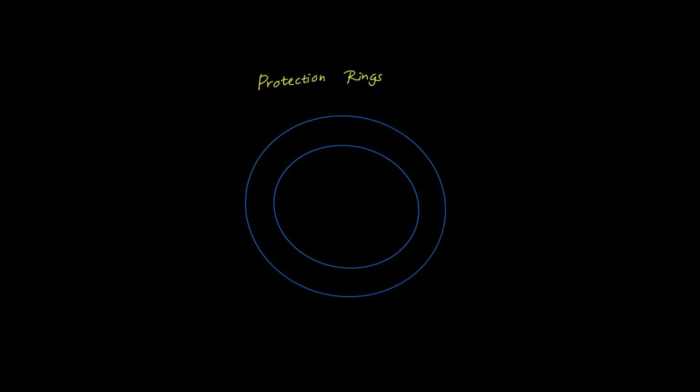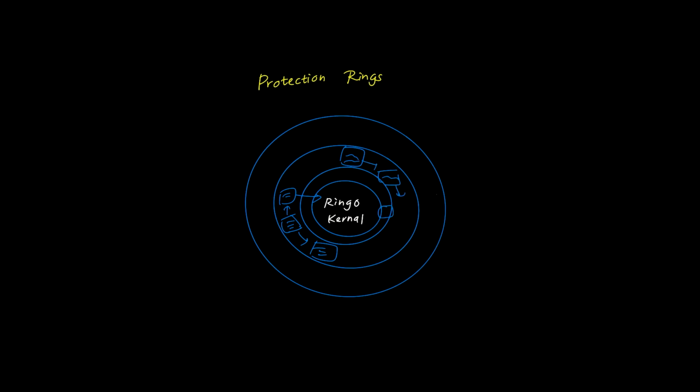Picture concentric circles like a bullseye target. Ring 0 at the center is the kernel with full hardware access. Ring 3 at the edge is where user applications run with minimal privileges. Customer workloads run in Ring 3, completely isolated from each other and the kernel. If a customer's application tries to access another customer's memory or execute privileged instructions, the CPU itself blocks it. This hardware-enforced isolation is much stronger than software-only solutions. Each ring can only access its own level and request services from inner rings through controlled gates called system calls.